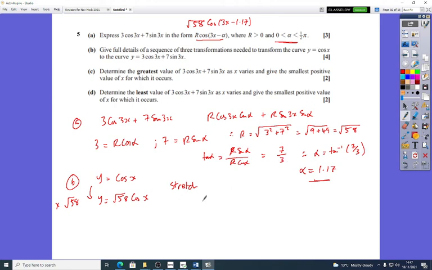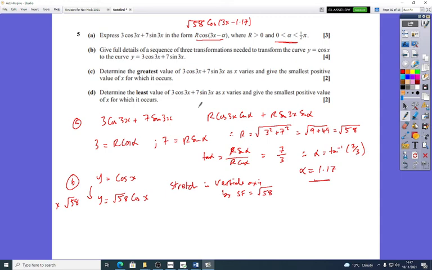Okay, so this is a stretch parallel to the y-axis, a stretch in the vertical axis by scale factor root 58. So that's the first one.